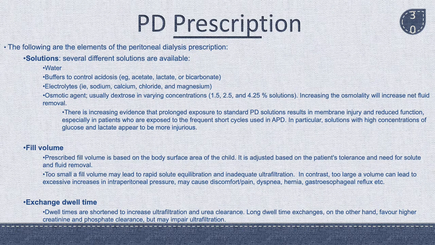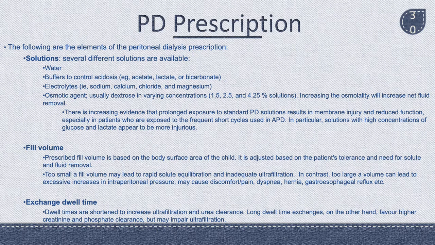The fill volume. The prescribed fill volume is based on the patient's body surface area. It is adjusted based on the patient's tolerance and the need for fluid and solute removal. Too small a fill volume may lead to rapid solute equilibrium and thus inadequate ultrafiltration. In contrast, too large a volume can lead to excess increases in the intraperitoneal pressure, which may result in certain complications, including discomfort, pain, dyspnea, hernias, gastroesophageal reflux, and so on.